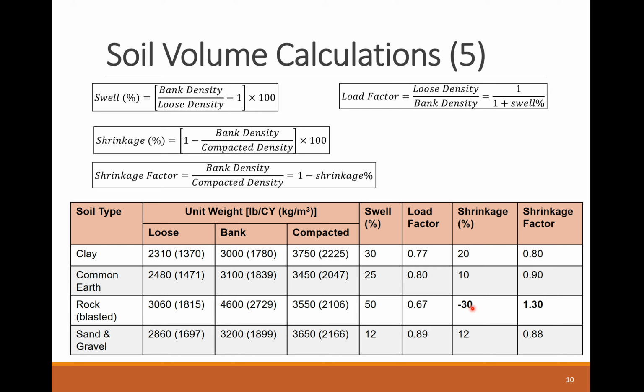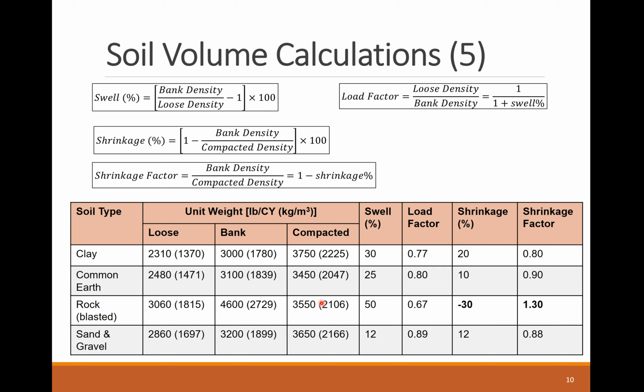How is that? You can understand the reason behind this weird value by examining the difference between the bank and compacted densities of the rock. Bank and compacted. Typically, the compacted density is more than the bank density, as you can see from the other soils. Take a moment and examine these values. This is due to the fact that the mechanical energy applied during compaction results in fewer air voids than those that exist in the natural bank state.